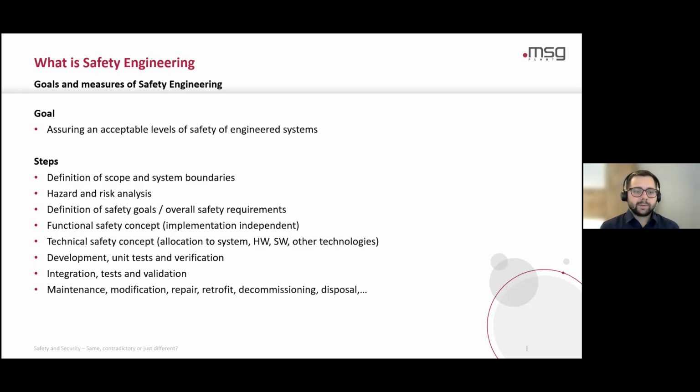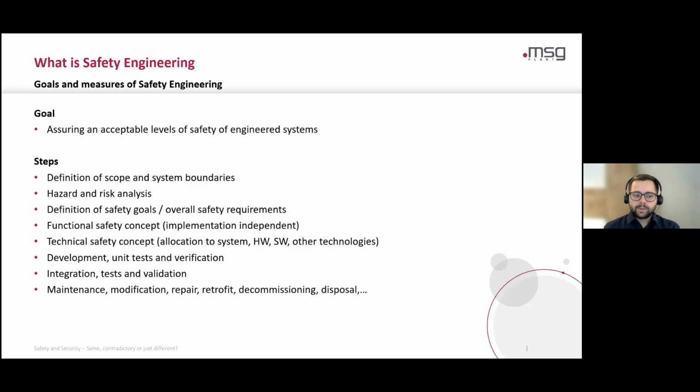The next steps are quite similar, like in every other development process. We are developing the defined and designed things. We make unit tests, we make verifications, we then integrate all the components, we test them, and we make a validation. The terms validation, test, and verification, this is one of the things that is treated a little bit different in every domain. But in automotive, the validation is only on system level, so I put validation here.